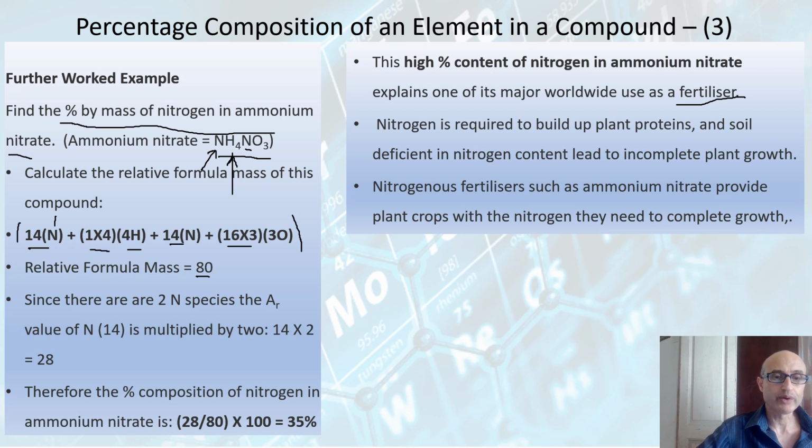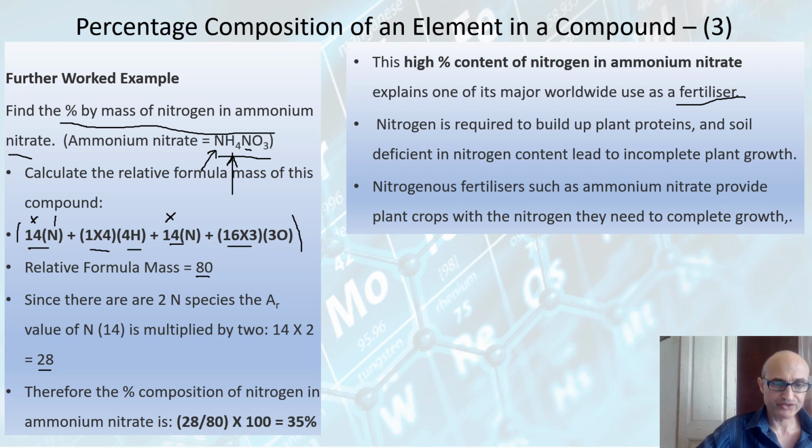So that is our 100%. Now the question was to find the percent by mass composition of nitrogen in ammonium nitrate. All you have to do is look at the RAM contribution of nitrogen. You see that nitrogen occurs twice. I have it over here, I'll mark that with an X, and I have it again over there. So you have to do 14 plus 14, that's 28, okay? And you divide it by the 100%, which is the relative formula mass.